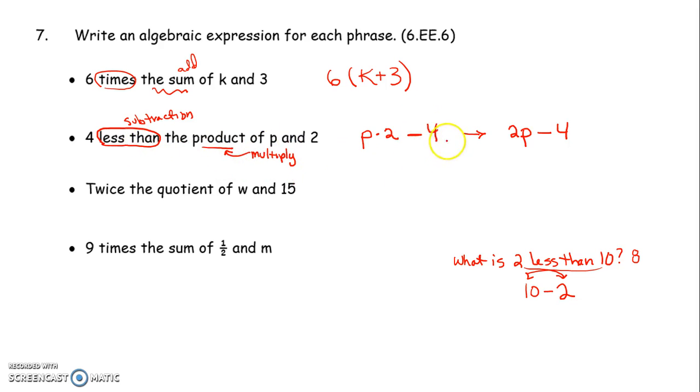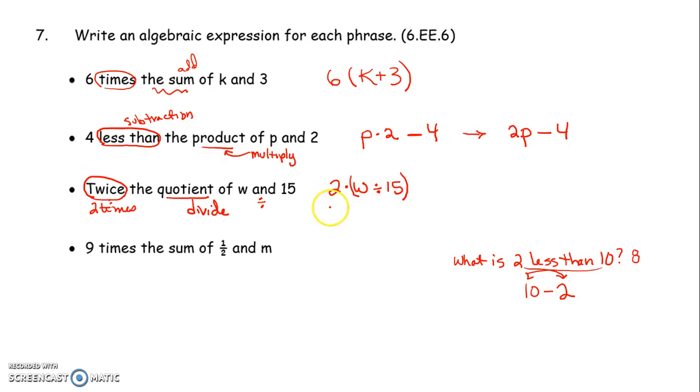The tricky part with that was the less than and knowing you had to write the 4 after the minus sign. Twice. We have to know what the word twice means. Twice means 2 times. That's what the word twice means. 2 times the quotient. The quotient means to divide. A lot of times we put a fraction bar for divide in the middle school, but we'll write it a few different ways. 2 times the quotient of w and 15. Quotient of w and 15 means w divided by 15. So it says 2 times w divided by 15. That's 2 times the quotient of w and 15.